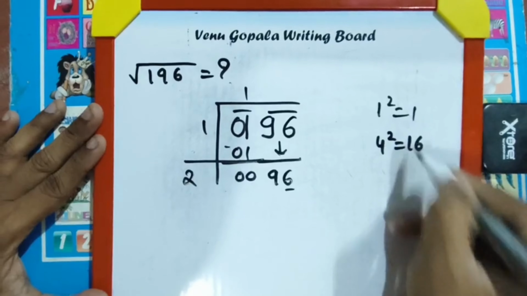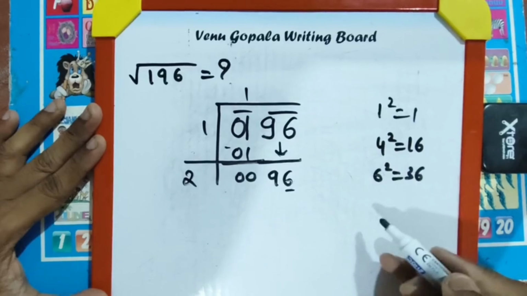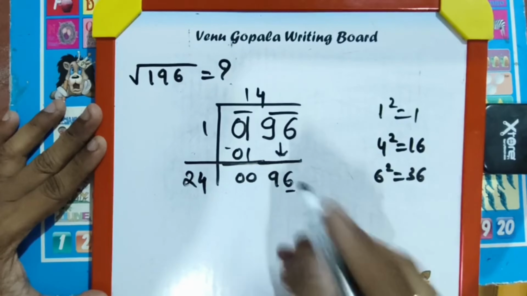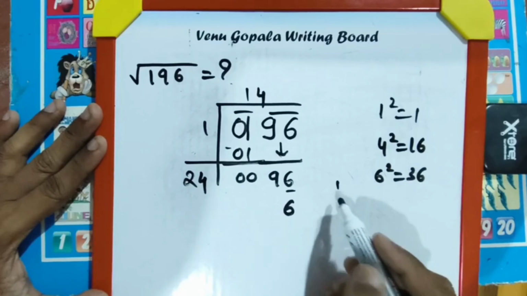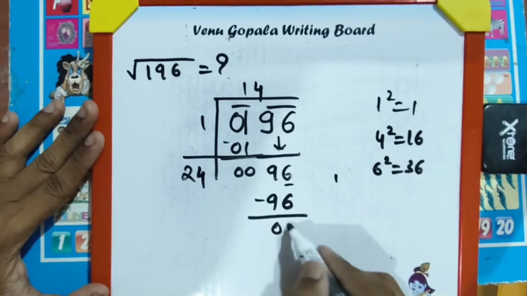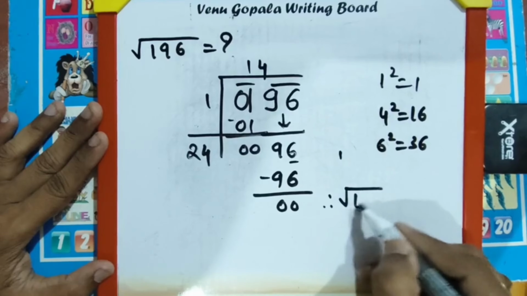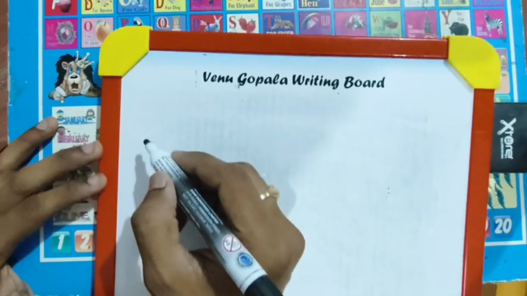Dear students, you know that 4 square will give you 16 and 6 square will give you 36. I'll use 4 first. Let us see whether we'll get the answer. 4 4s are 16. 4 to the 8, 8 plus 1, 9. Yes, 4 is the correct answer. If you take 6, you will not get the remainder 0. Therefore, the square root of 196 is equal to 14.